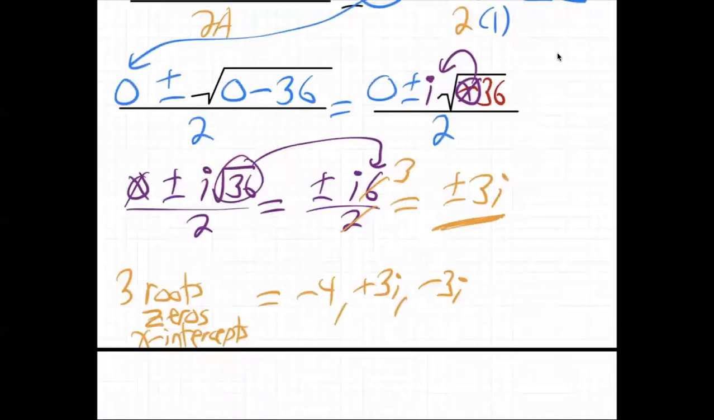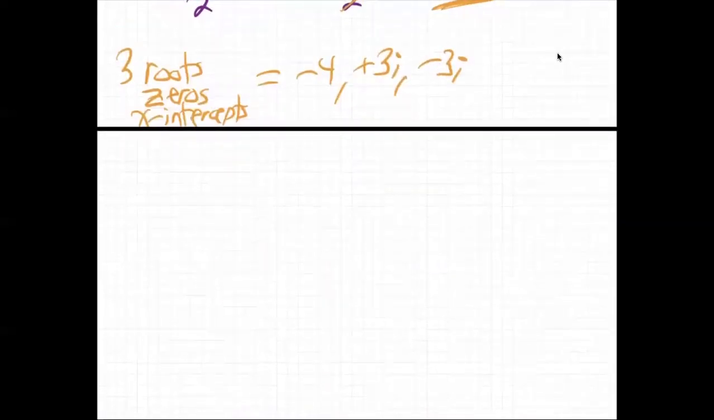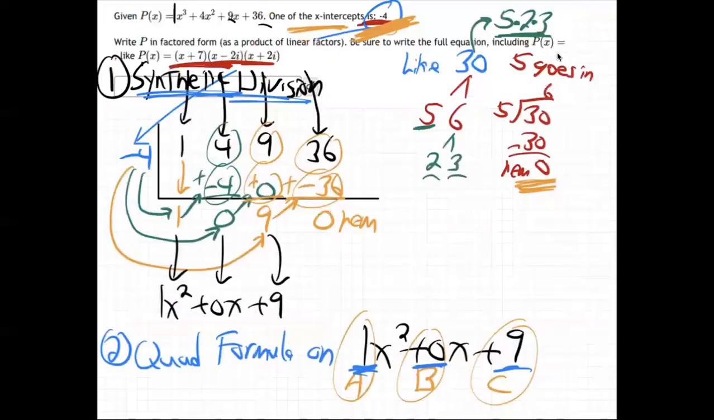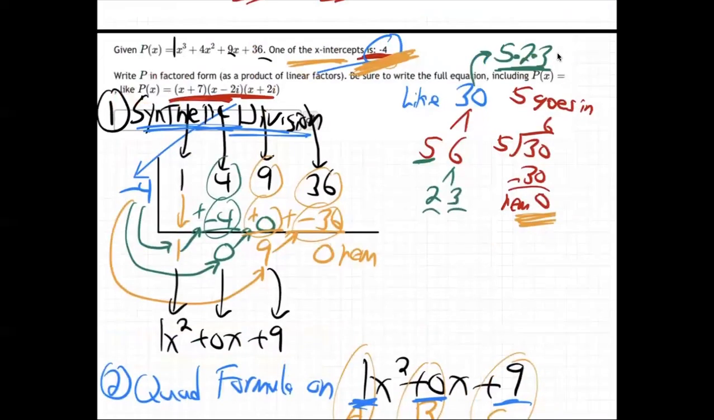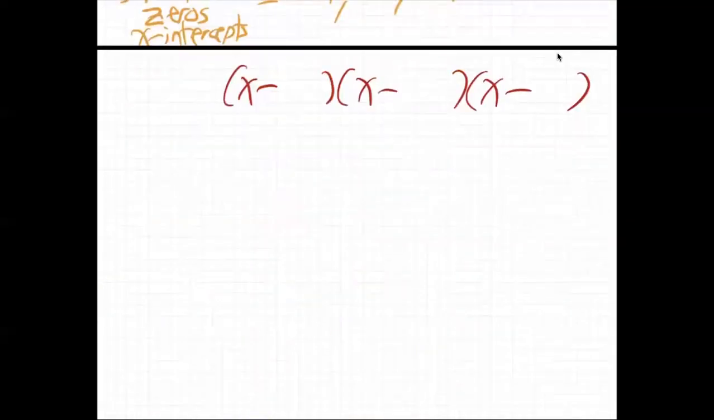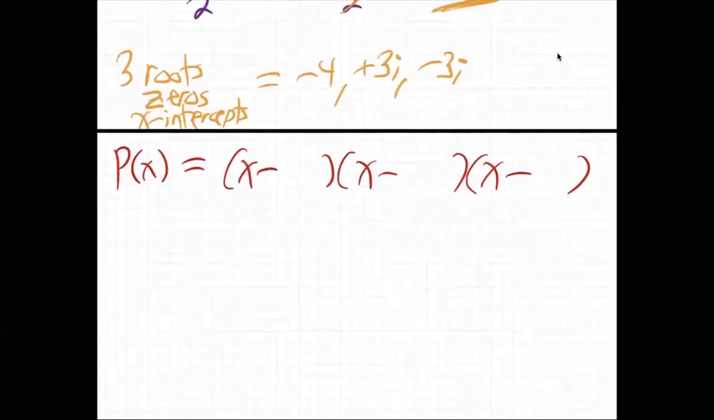So we go, okay. So then it's going to be x minus, and x minus. And remember it says p of x in the front. It says write it out. Notice what it says, and let me be clear on this. It says be sure to write the full equation, including p equals, like p of x equals blah, blah, blah. So we got to do all that. So I'm going to write p of x equals. We got to have the left side also.